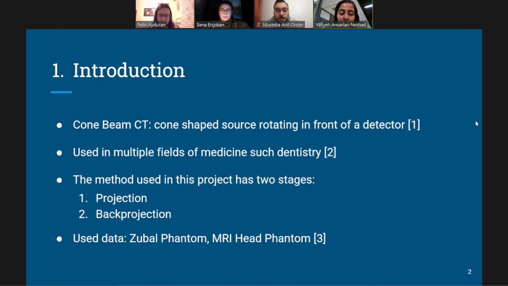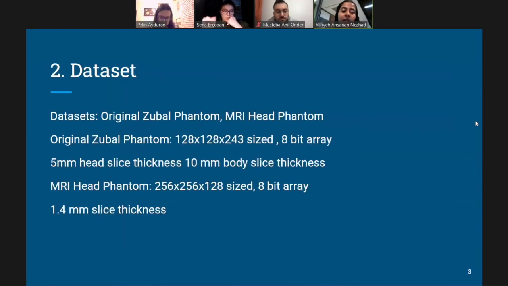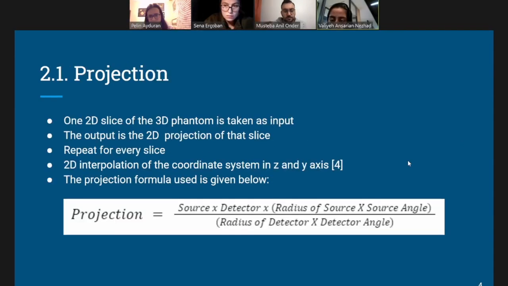Our method had two stages. First, we project data, and the second one is backpropagation. We use two different data sets, Zubal and MRI head phantom. In this slide, you can see the resolution of our data sets.